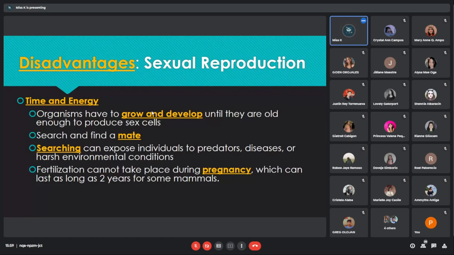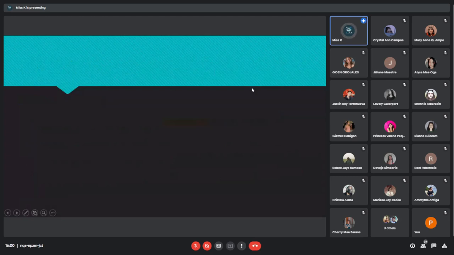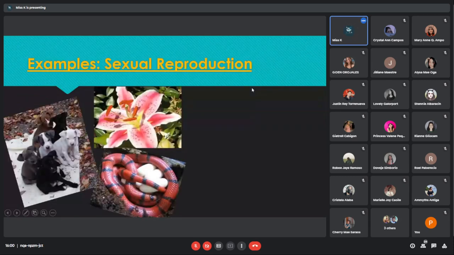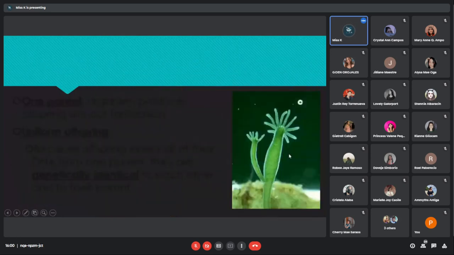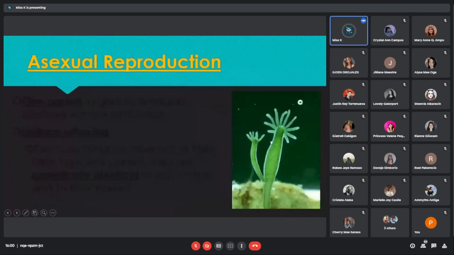They are in danger, in a sensitive period, for months, days, and even years for some other animals. So it needs time for the baby to grow and develop, to be fed, to be cared for, until it can stand on its own. Okay? And then, examples of sexual reproduction: we have here dogs, okay? Snakes, because snakes lay eggs. And then we have birds also, and trees also undergo sexual reproduction.